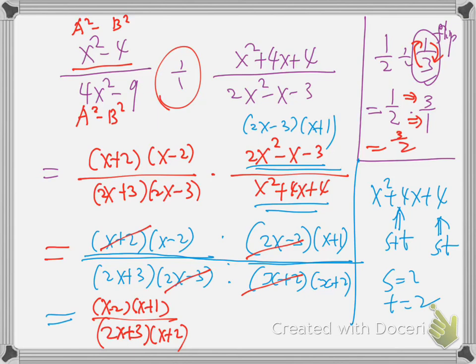So we flip the second fraction, change division to multiplication, and then we get the answer. Flip, factor, and then cancel.